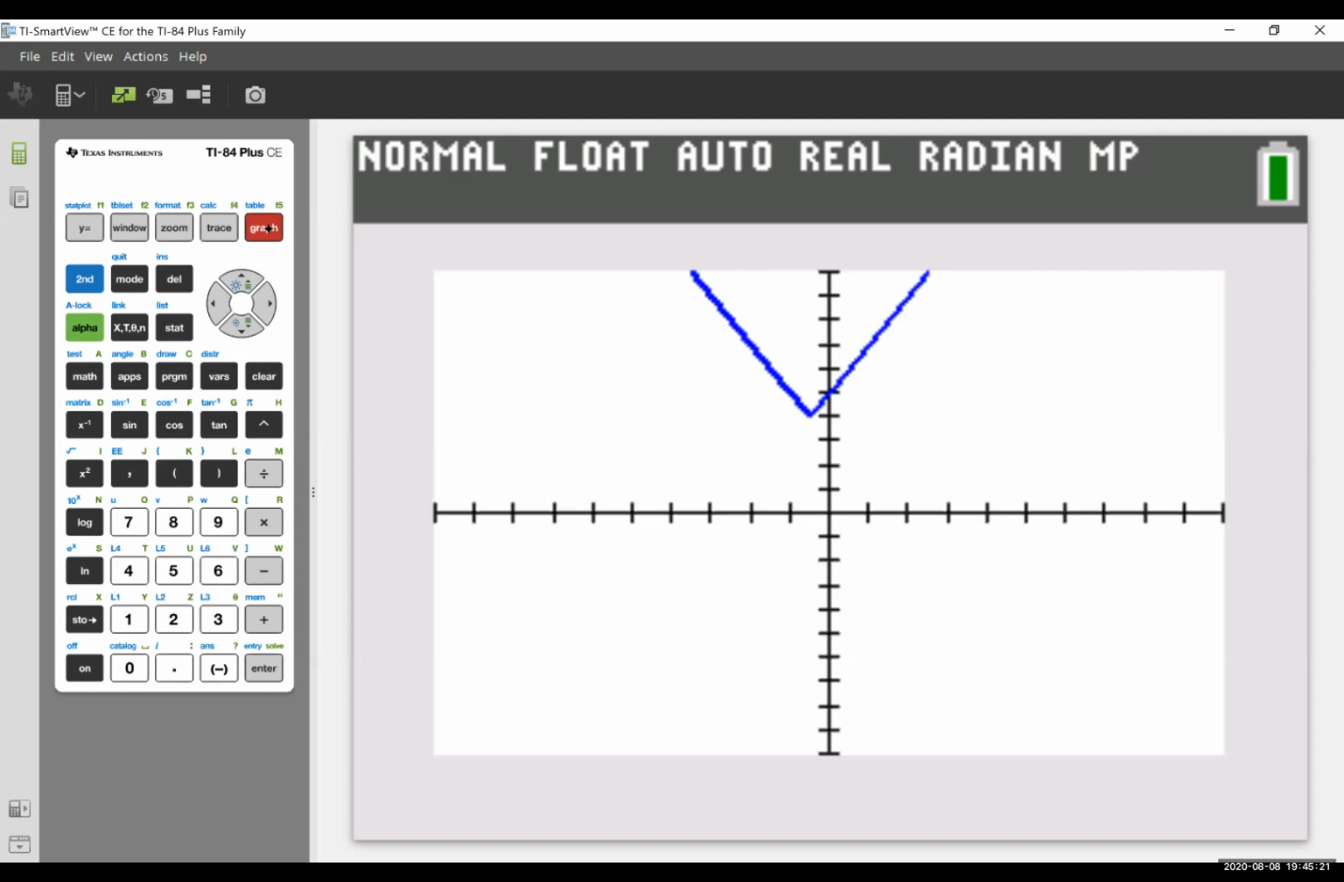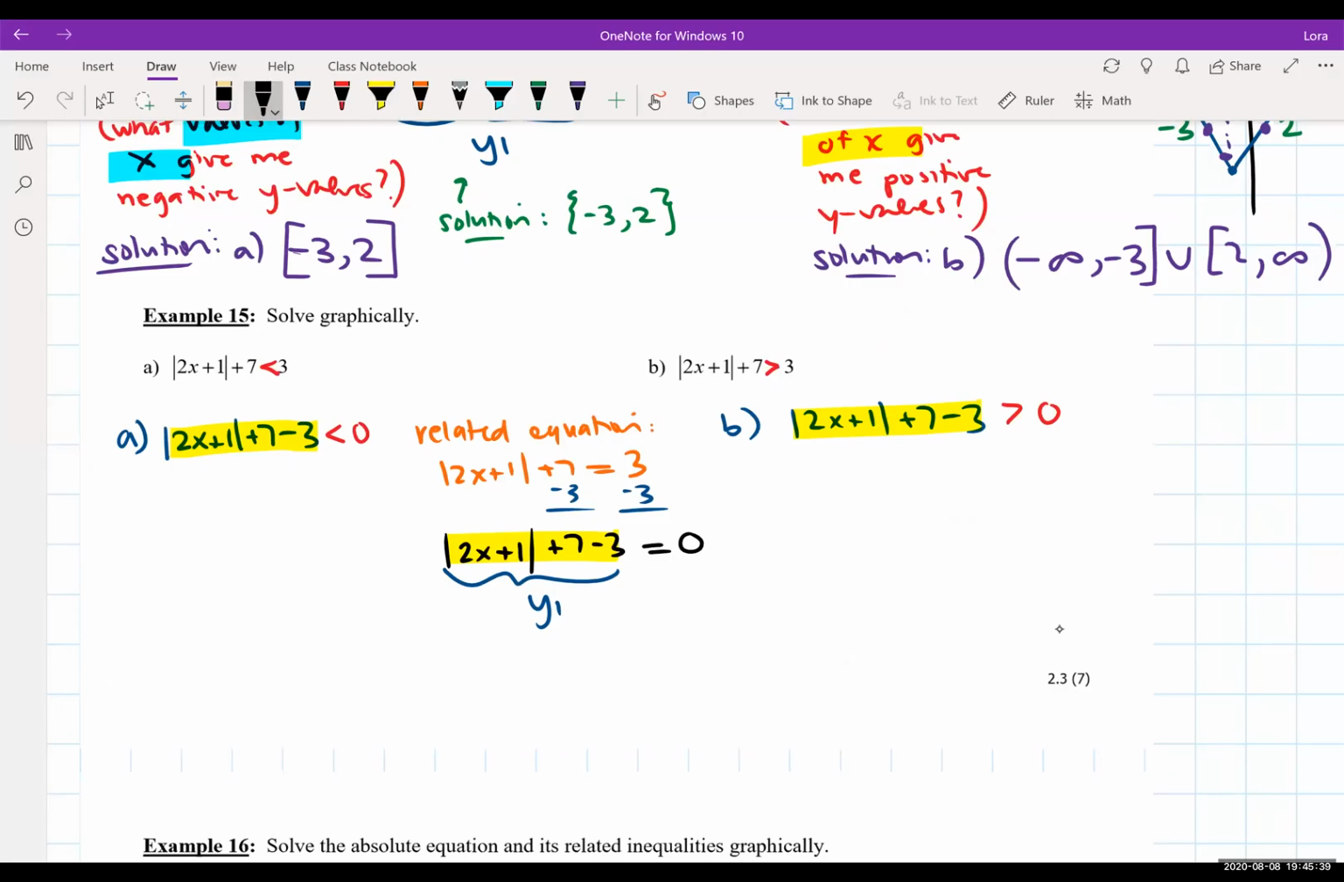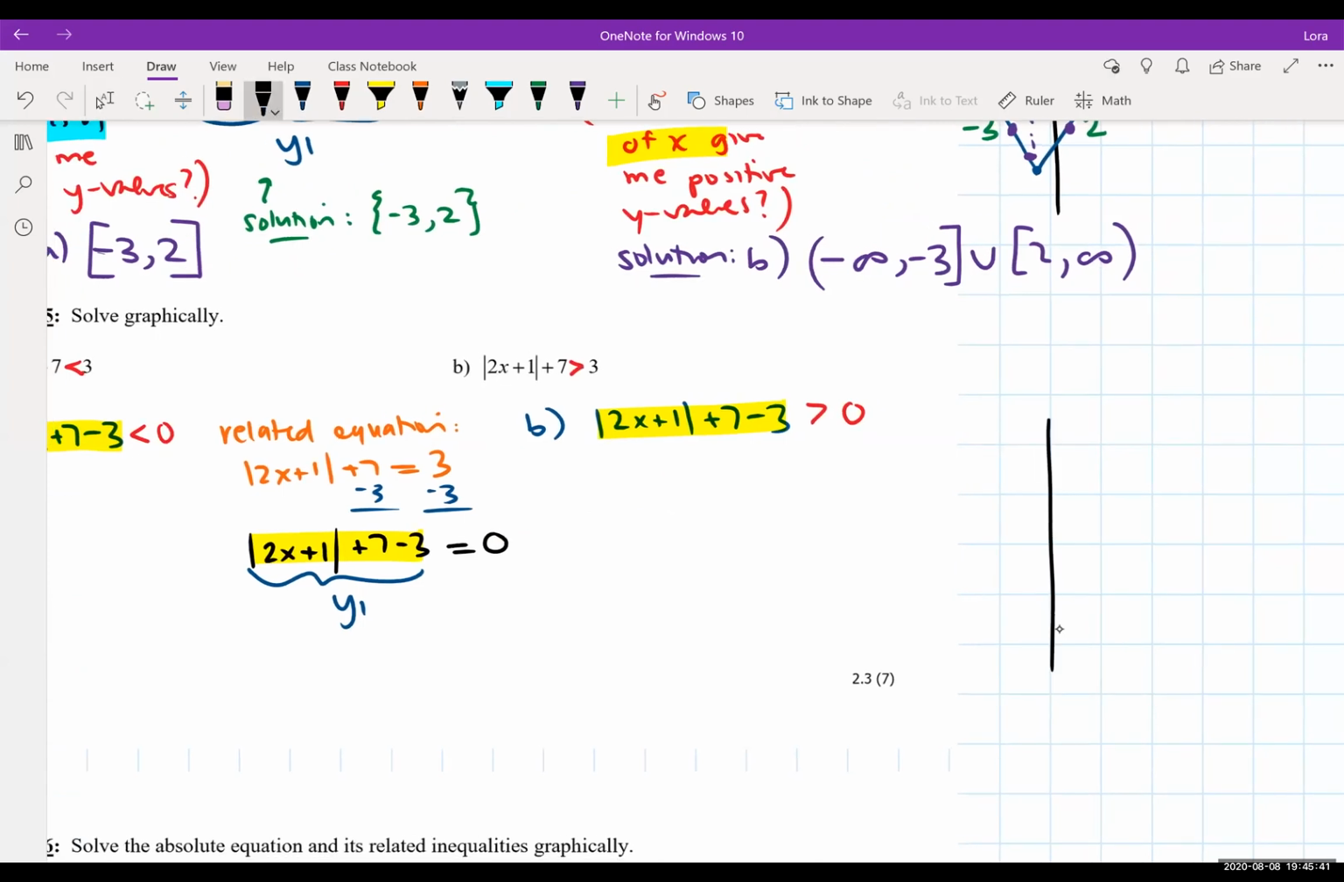So first thing I will do is, there's no way I can calculate a solution to the related equation. It never crosses the x-axis, but we still have to sketch our graph. So let's just copy that over. I'll try to be relatively accurate. So with my graph sketch, it looks to me, when I'm referring to my calculator, like the point of the V is a little to the left of the y-axis, and it's above the x-axis. So there's my graph, my y1.